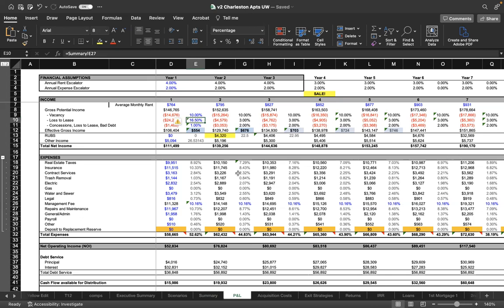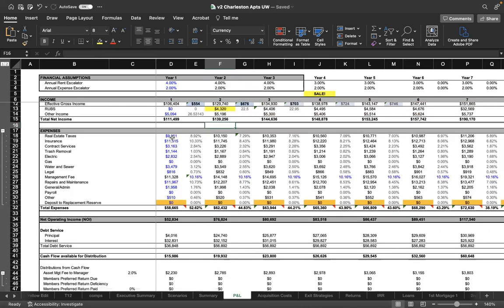And loss to lease, again, in year one, we're assuming we don't do anything with the property. So starting from today on, we're going to assume that we just keep the rents where they are. And then by the end of year two, that's when we would have burned off all that loss to lease.